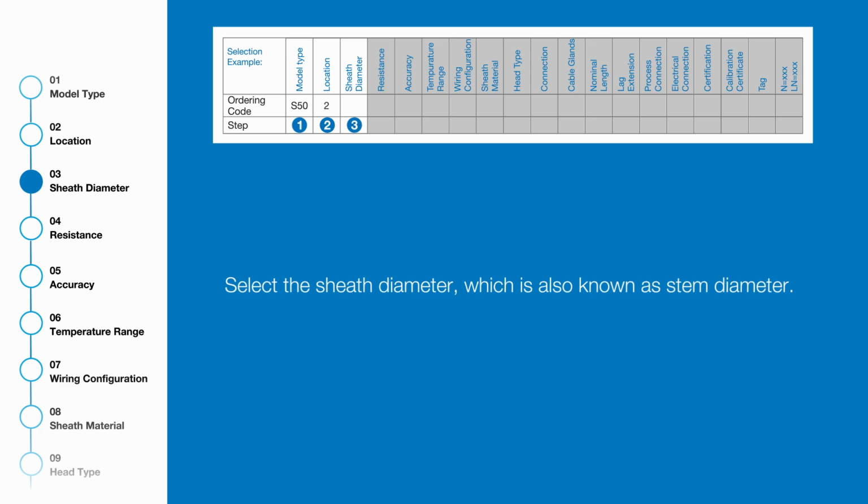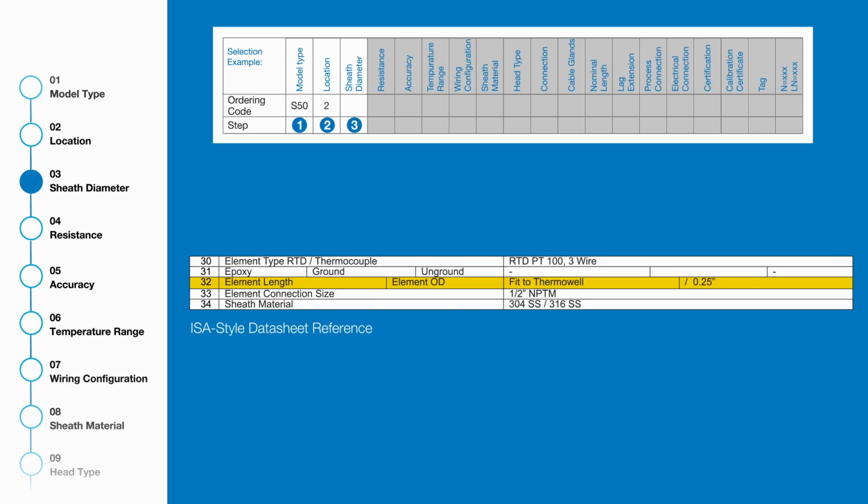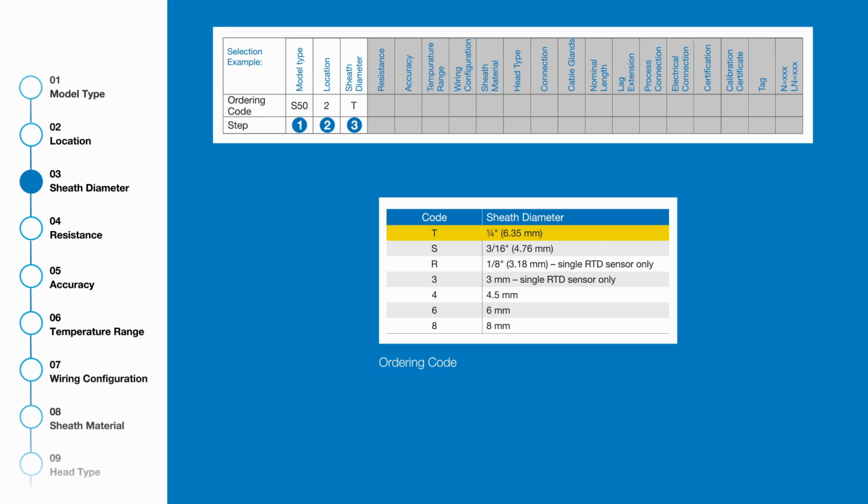Next, we're going to do the sheath diameter. In this case, it's going to be a 1/4 inch as shown from the ISA datasheet, and that code is going to be T. So T will be placed in the part number.